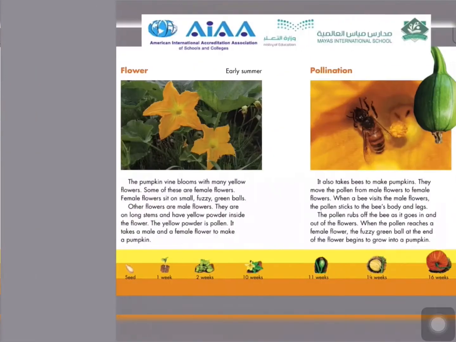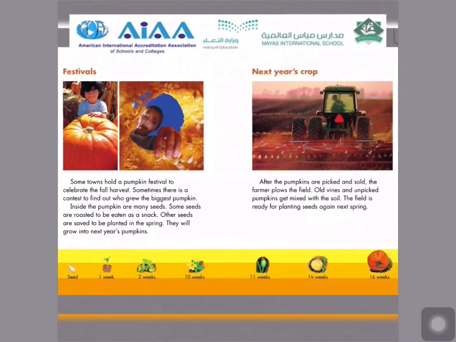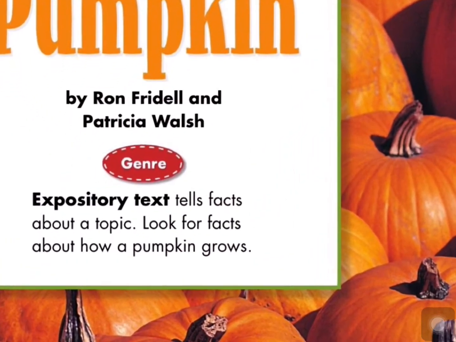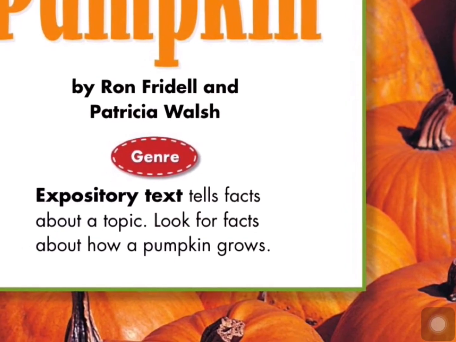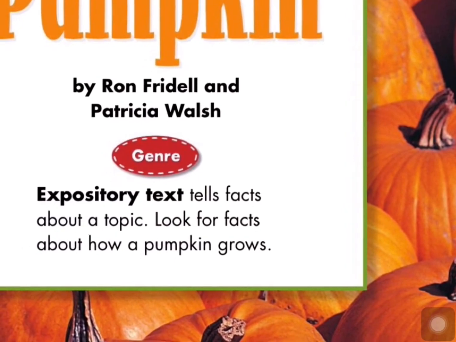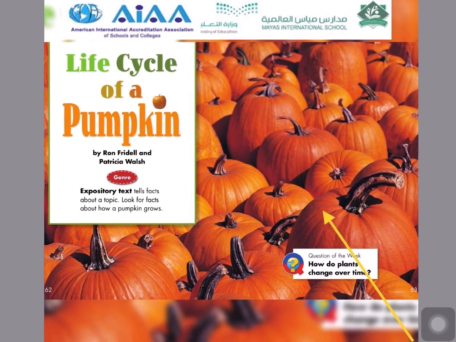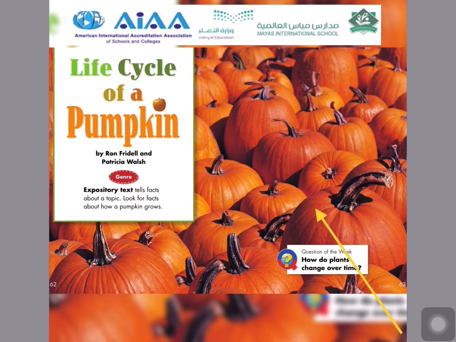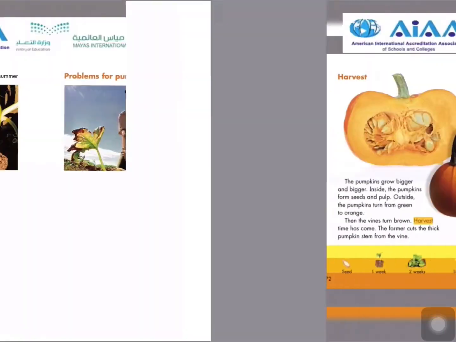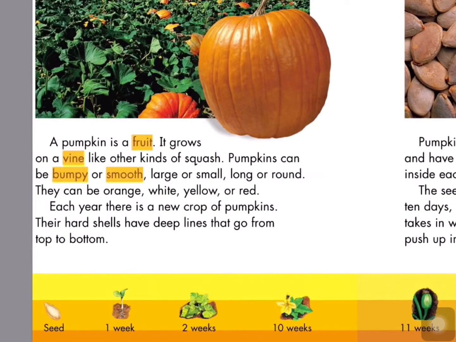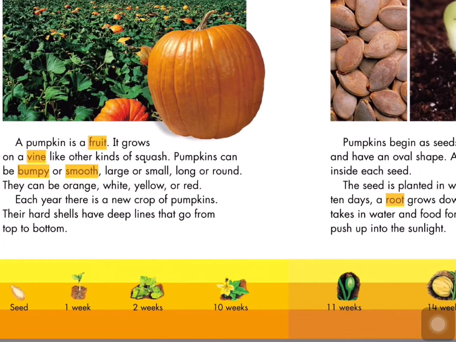Let's revise our story. Our story is Life Cycle of a Pumpkin. We said that the genre of this story is expository text that tells facts and information about the pumpkins, right? So in this story we will see the life cycle of the pumpkin, how the pumpkin is growing and changing. Okay? Here we start by saying that a pumpkin is a fruit.